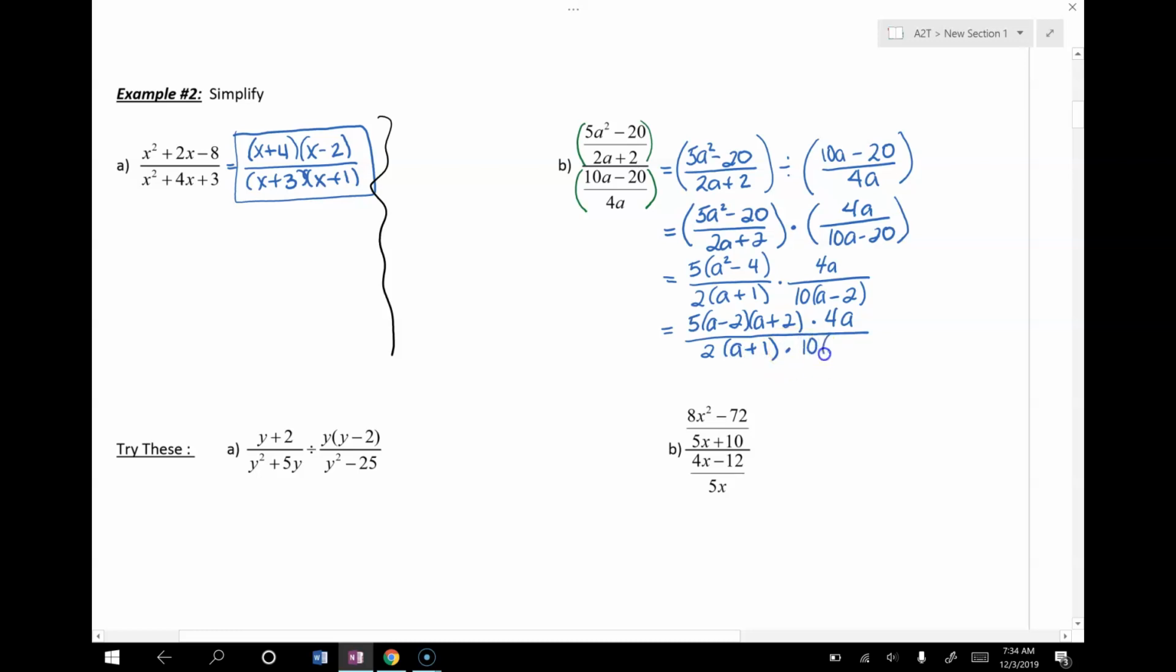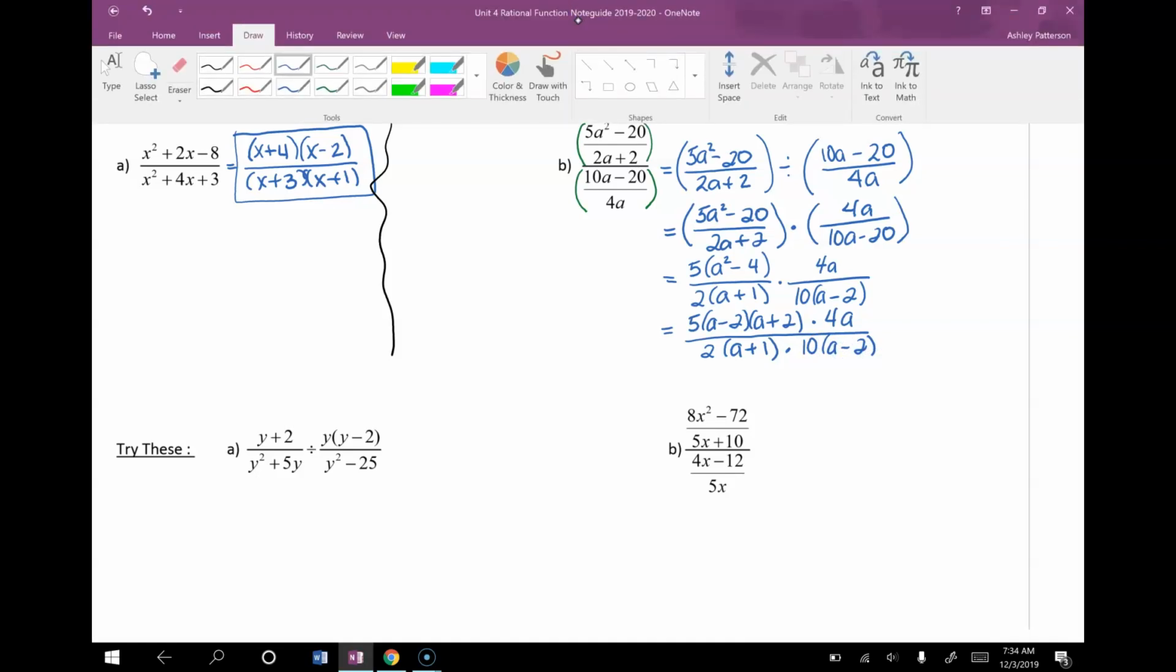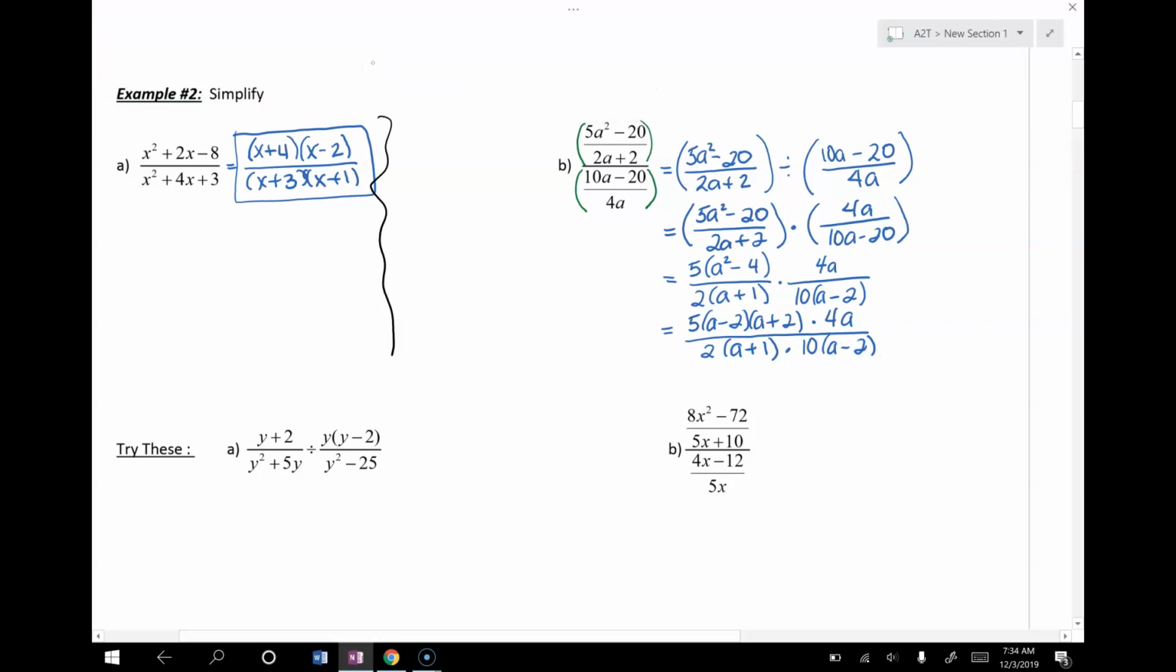And then what I'm doing is I'm going to write my numerator as 1 and my denominator as 1 so that I can see what I'm going to cancel or reduce. All right, the 5 can reduce with the 10. Notice again, I'm using a different color so that I can see what I've canceled and what I haven't. The a minus 2's can definitely reduce to 1. And it looks like we have canceled everything.